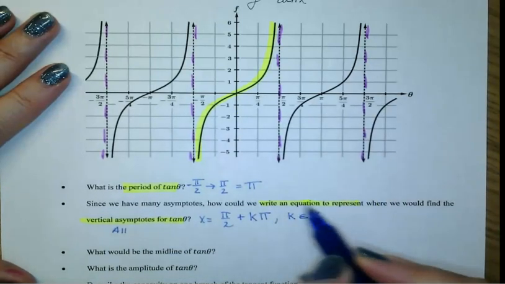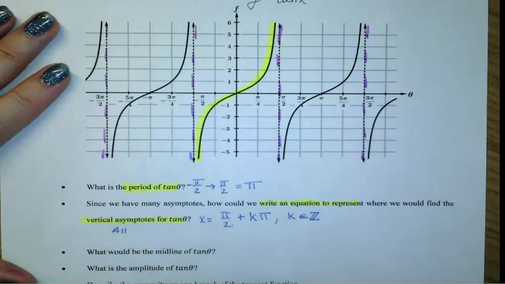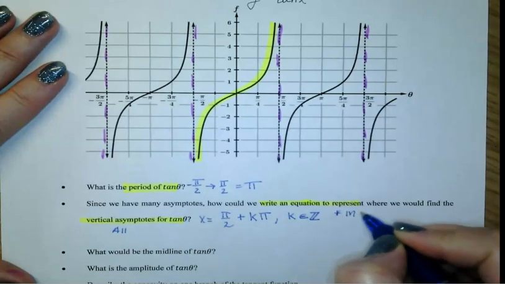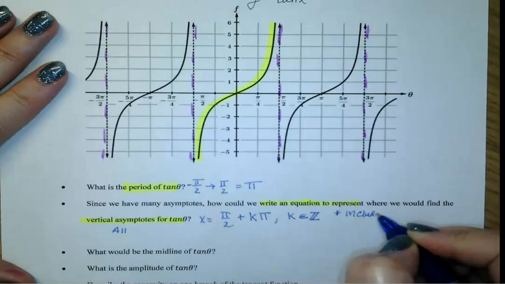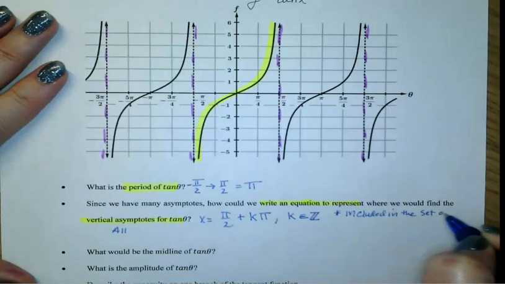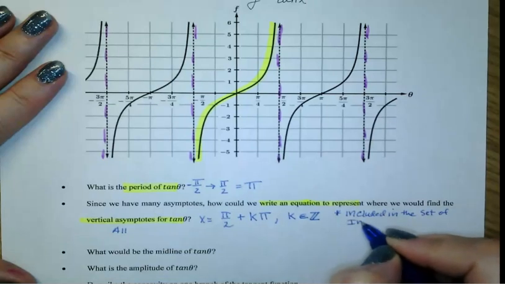Okay, so this is really important, because without this statement, you could be putting in fractions. You could put in partial periods and partial jumps, and you wouldn't get to the next whole number. So what does this mean? This means included in the set of integers.